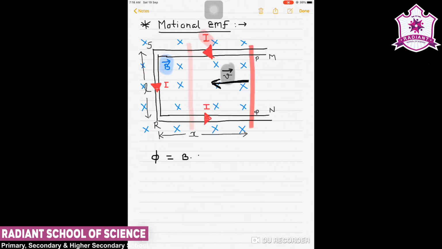B into A. Actually there will be BA cos theta, but here the area vector of the plane and the magnetic field are in the same direction, since the plane is perpendicular to the magnetic field, and therefore it is given as B into A. Now the area for the given arrangement is given by area equals L into X, and therefore phi is equal to BLX.